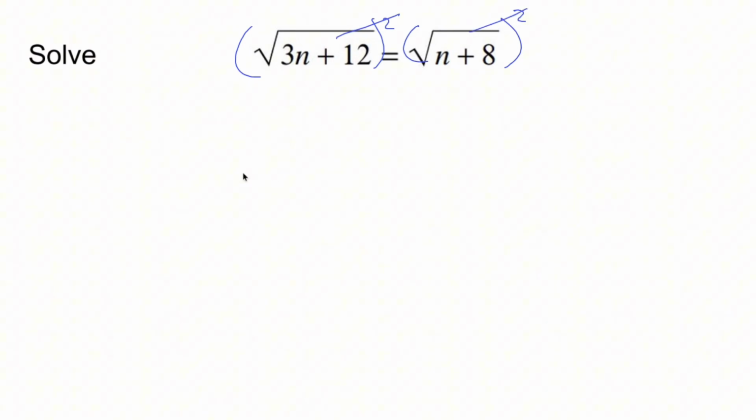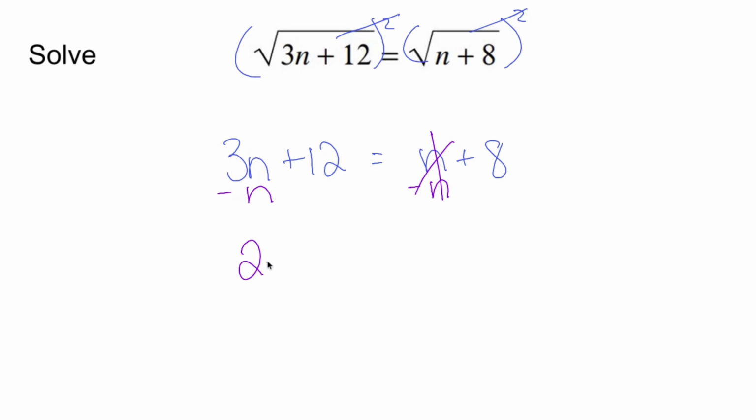So you're left with, on the left side, 3n plus 12, and on the right side, n plus 8. So those square roots, useless. Now what you're going to do is solve this like a regular old equation with variables on both sides of the equal sign. Subtract n from both sides, like so.